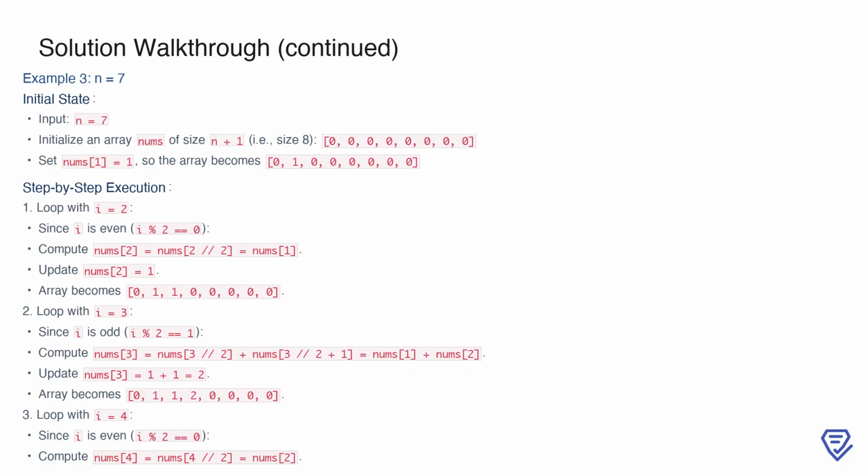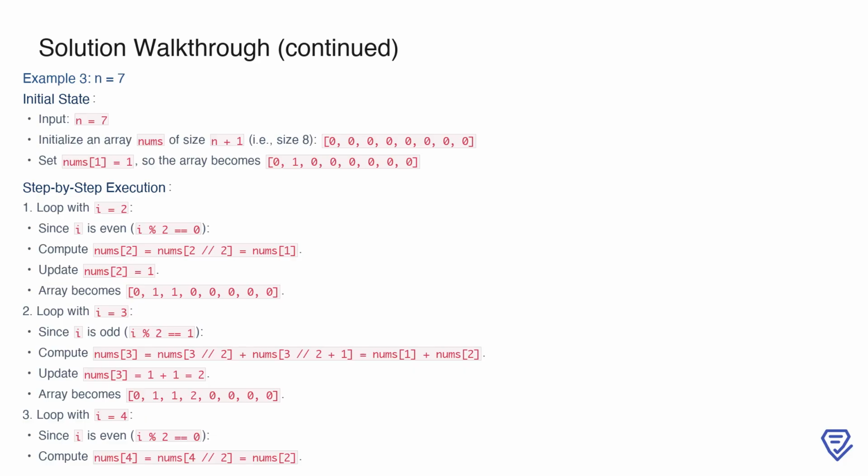Since 2 is even, we calculate nums[2] as nums[2/2], which is nums[1]. Since nums[1] is 1, we update nums[2] to 1, resulting in the array 0, 1, 1, 0, 0, 0, 0, 0. For I equal to 3, which is odd, we compute nums[3] as nums[3/2] plus nums[3/2 + 1], which is nums[1] plus nums[2]. Both are 1, so nums[3] becomes 2, updating the array to 0, 1, 1, 2, 0, 0, 0, 0. Next, for I equal to 4, which is even, nums[4] is calculated as nums[4/2], which is nums[2].